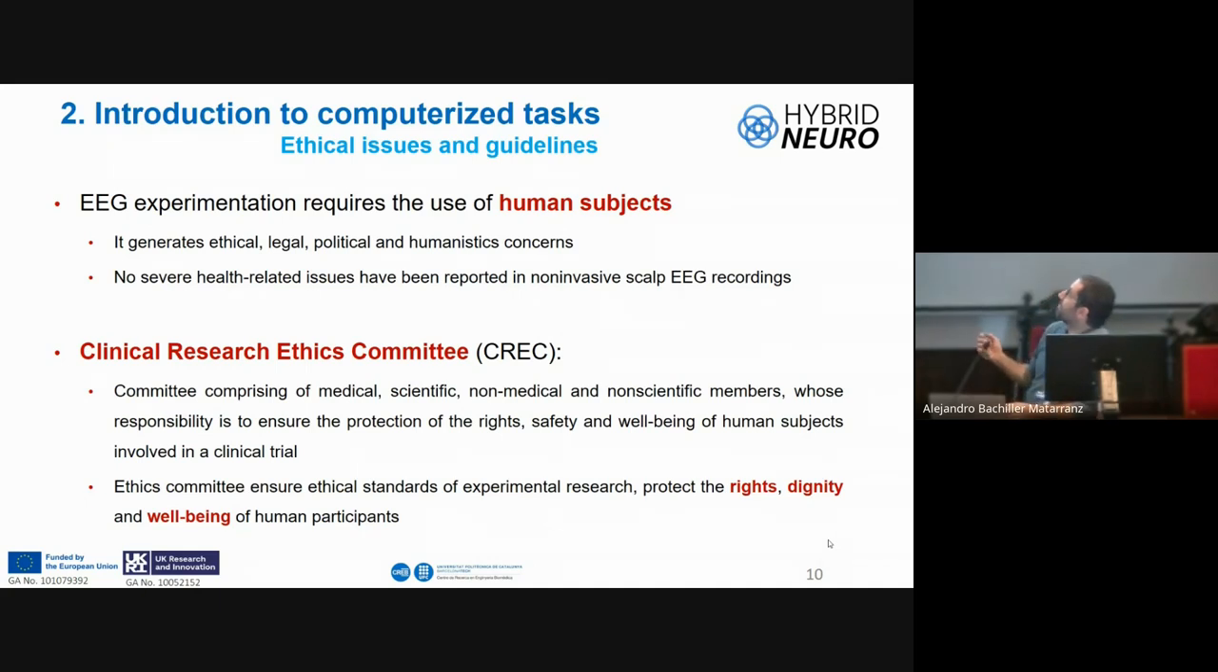Instead, there are no severe health-related issues reported with the EEG, but it's the same because it's necessary to pass the Clinical Research Ethics Committee. This committee is composed of medical, scientific, non-medical, and non-scientific members, and their responsibility is to ensure the protection of the rights, the safety, and the well-being of the human subjects involved in the clinical trial. So when your study passes the ethical committee, it means that this experimental research protects the rights, the dignity, and the well-being of the human participants.